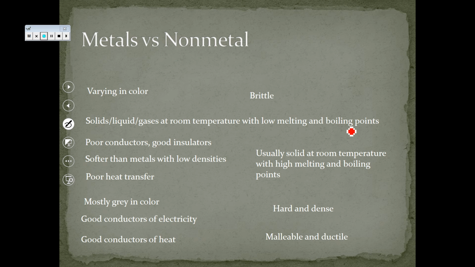Metals versus nonmetals. So there are distinct characteristics that categorize metals, and there are distinct characteristics that categorize nonmetals. These are some examples of them. And in class, you will have a chance to categorize them on your own. You can press pause if you would like at this point to quiz yourself to see if you can put these characteristics into either the metal or nonmetal category.